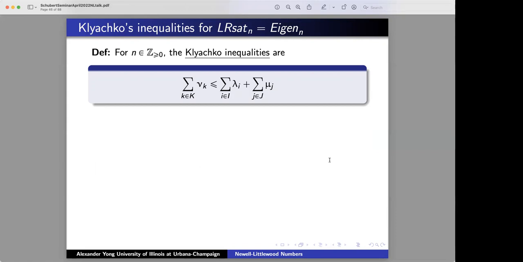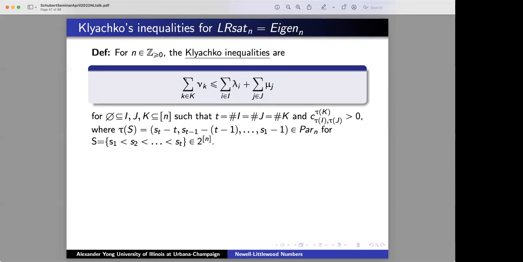Let me make a definition. For a non-negative integer n, I'm going to call the Klyachko inequalities those of this form, where you're summing subsets of the eigenvalues of lambda, mu, and nu, over some subsets K, I, and J. And what are K, I, and J? They're going to be subsets of n of the same size for which some smaller Littlewood-Richardson coefficient is positive. And this smaller Littlewood-Richardson coefficient is defined in terms of these taus, and taus are just, like, when you take a subset, you draw a lattice path, as you teach your undergraduate combinatorics students, and that gives you a partition. Okay, so the definition is like this.